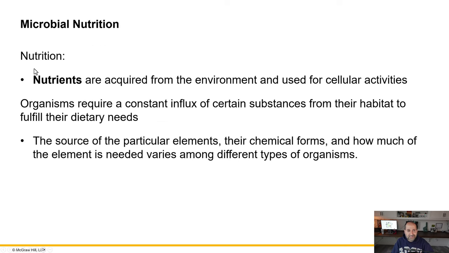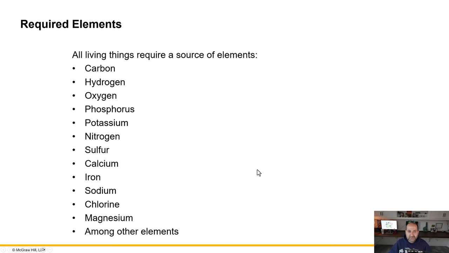So first of all, what is nutrition? Nutrition requires nutrients. Nutrients are acquired from the environment and used for cellular activities. These activities, like I said, include growth and division. Organisms require a constant influx of certain substances from their habitat to fulfill their dietary needs. And the source of the particular elements, their chemical forms, and how much of the element is needed varies among different types of organisms. We're going to be talking about the different elements, the different molecules, the different nutrients that these organisms need in order to grow.